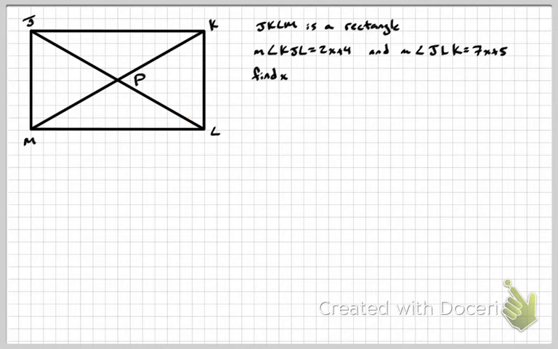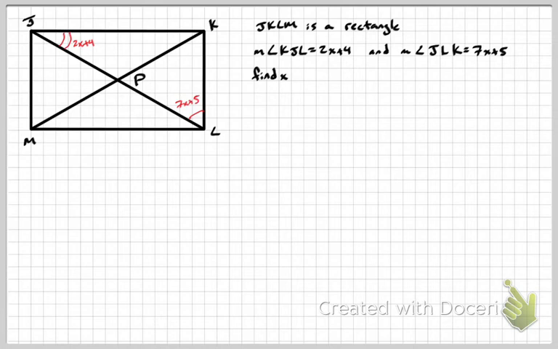Oops, I read this problem wrong, sorry. KJL. KJL is this angle right here. And then, so that would be 2x plus 4. And then angle JLK is 7x plus 5. That's this angle here. So we're trying to find x.